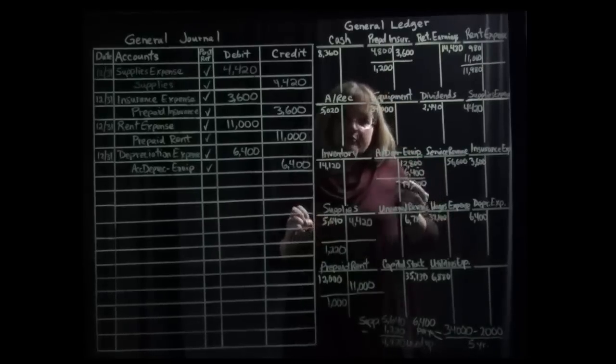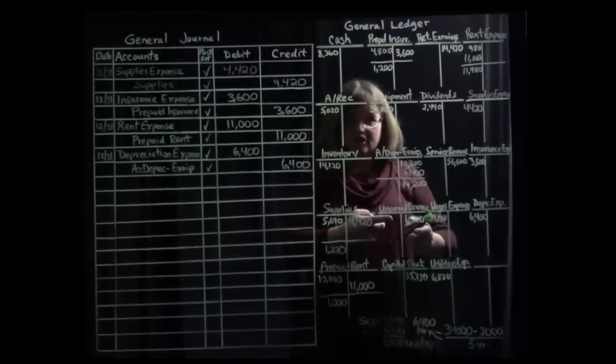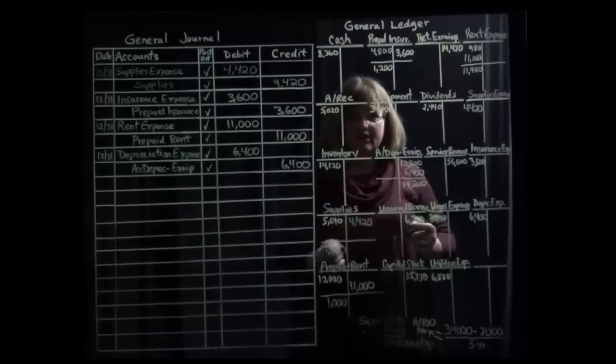Okay, next we're given information about the fact that some of this unearned revenue here has actually been earned. They tell us that $4,200 of this $6,780 has actually been earned.